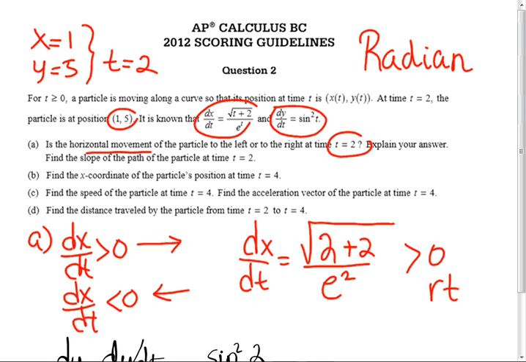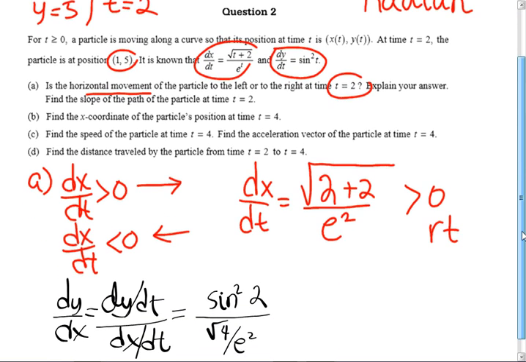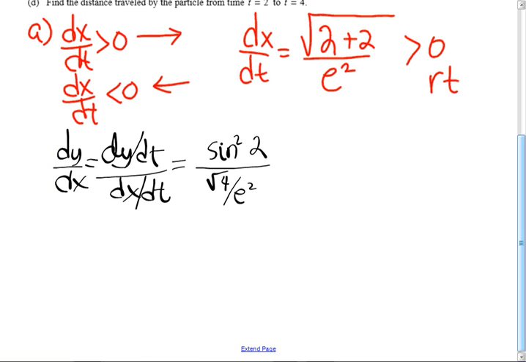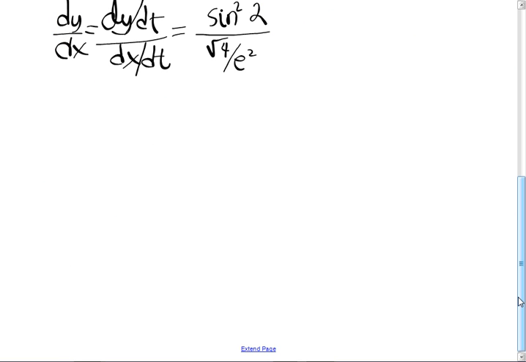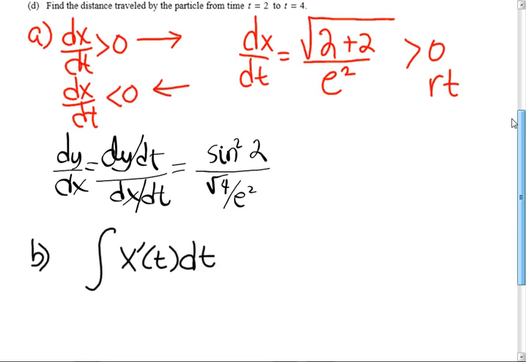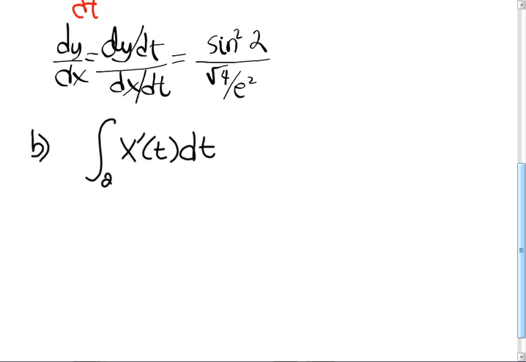Okay, so B, find the x-coordinate of the particle's position at t equals 4. So dx/dt is the square root of 2t plus, square root of t plus 2 over e to the t. How do you find the position? It's the integral, right? So this is B. We're going to integrate x prime of t dt. This is the fundamental theorem of calculus. I know where I am when? At 2, and I want to find out where I am at 4. So this is 2, and this is 4. So that's equal to x of 4 minus x of 2.